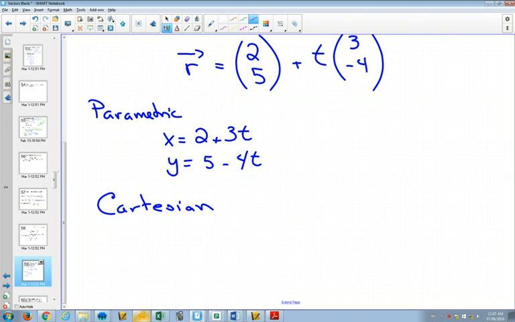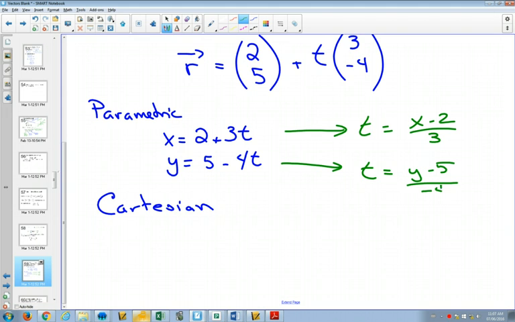For the Cartesian form, can you see that you could rearrange this one so that t is equal to (x - 2) divided by 3? And this one you could rearrange to get t by itself, to get (y - 5) divided by -4. So the Cartesian form of the line is just (x - 2)/3 equals (y - 5)/(-4).